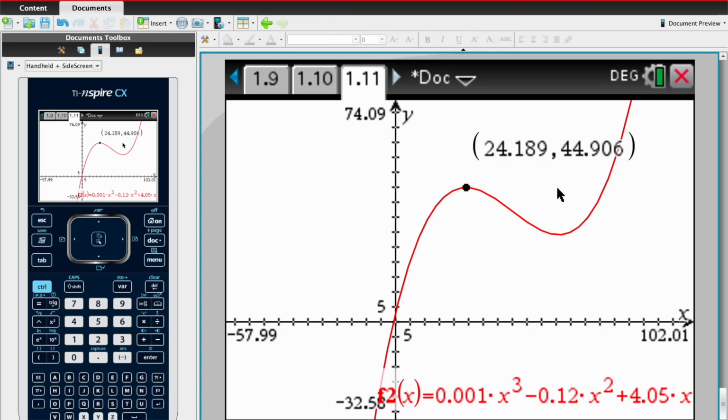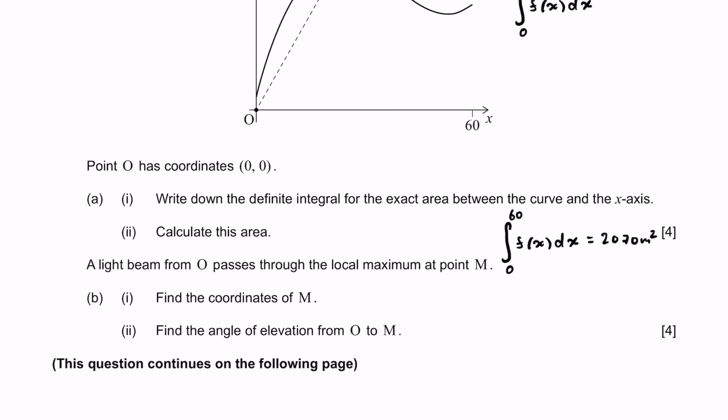Okay, let's write out the coordinates. So 24.189 and then 44.906. Okay. 3 sig figs, if we want, would be 24.2 and then 44.9.